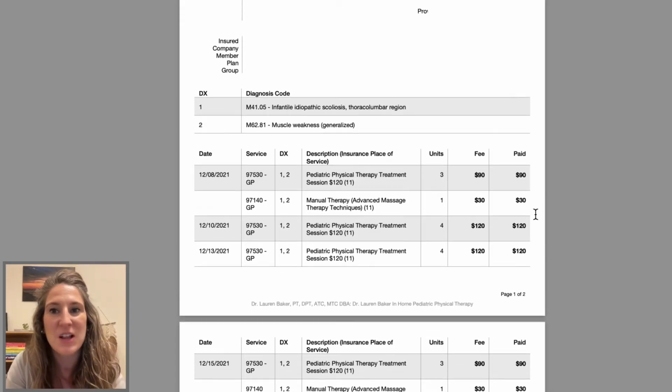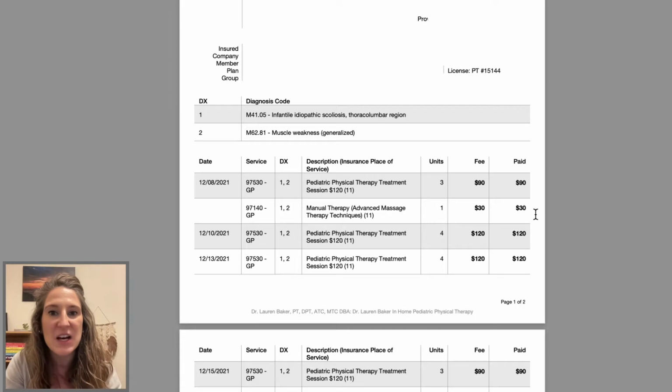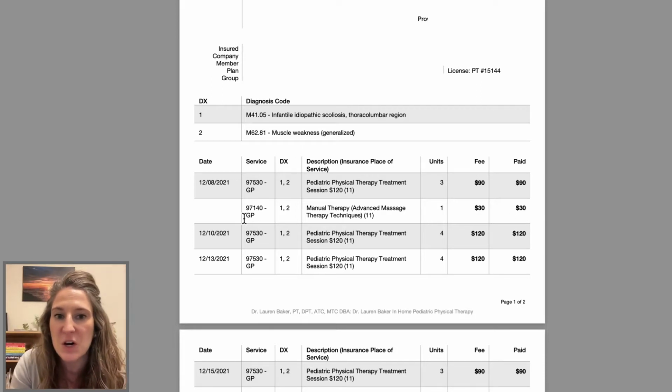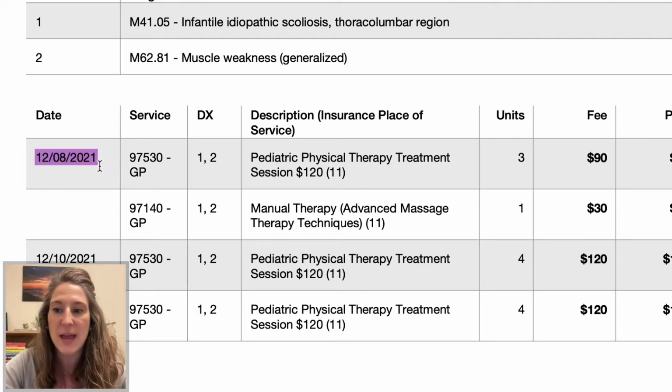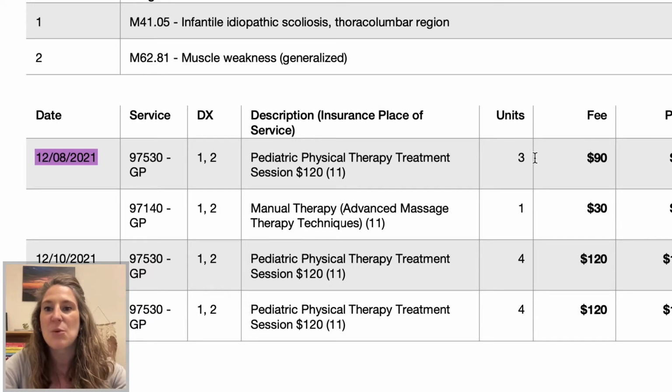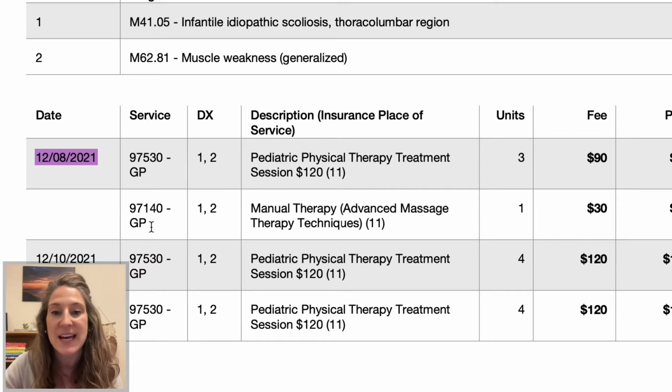This is an example of a superbill where multiple codes were completed in the same day. For this example on 12/08, you can see that 97530 with the GP, which means a physical therapist provided that, was done for 3 units, or 3 times 15, which would be about 45 minutes. And then 97140, which was a manual therapy technique, was provided for 15 minutes. There's 3 units of therapeutic activities, 1 unit of manual therapy.